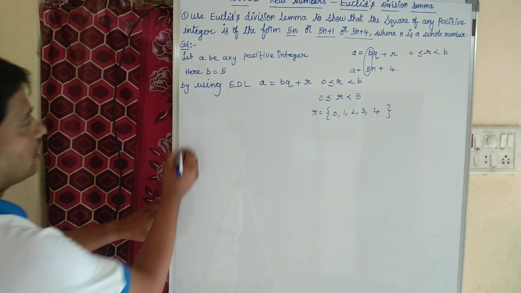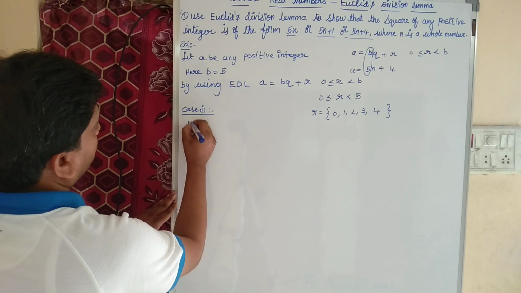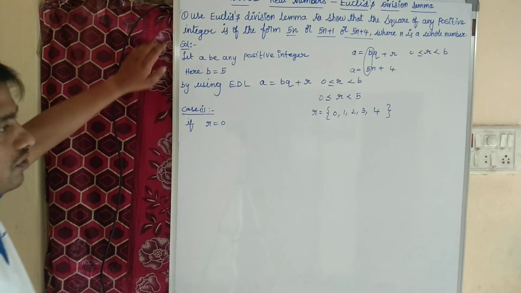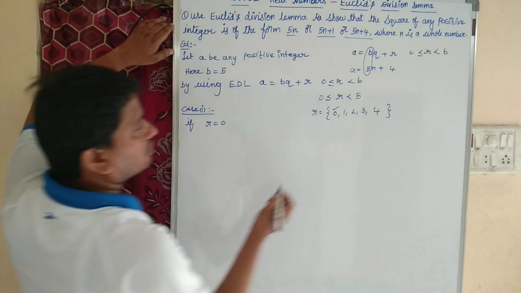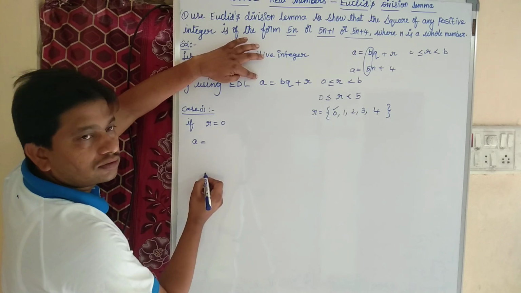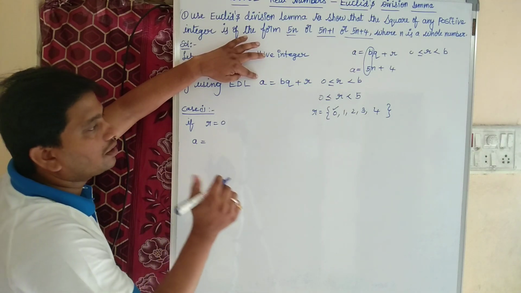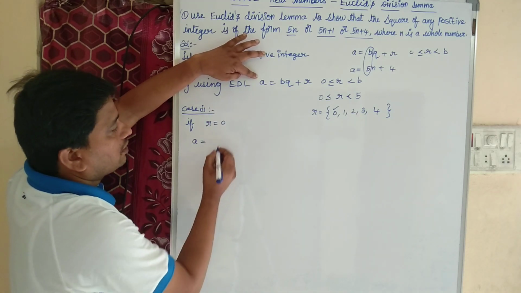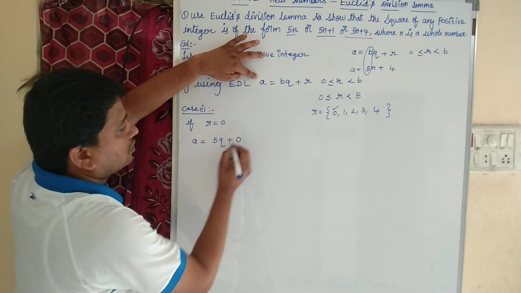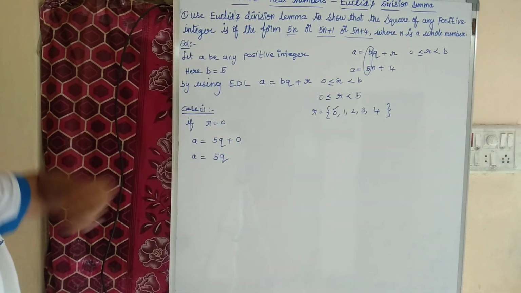Now coming to case 1: if r equal to 0. First we are taking remainder equal to 0. What is EDL, children? EDL is a equal to bq plus r. As the value of b is 5, we get 5q plus remainder, which is 0. So 5q plus 0. If you add 0 to anything, you will get the same thing.